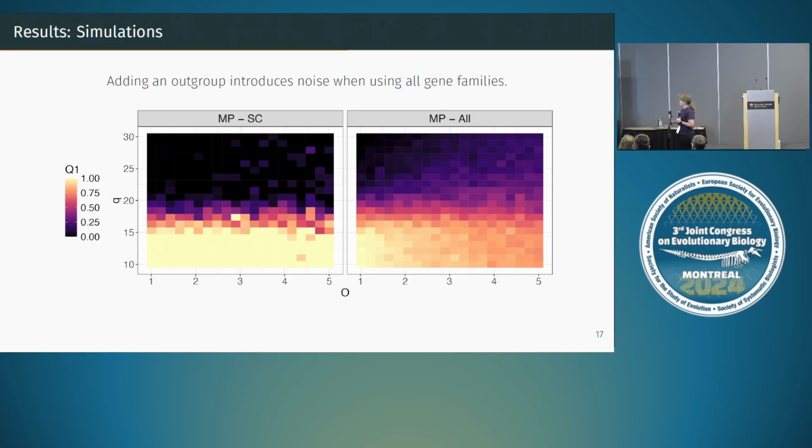Okay, so here on the left, I have the results from maximum parsimony on single copy genes again. And as Q gets longer, we do worse. There's no relationship here with the ratio of the outgroup height, which is what I'm showing on the x-axis. But when we use all of our gene families, we can see that the higher that ratio is, so the longer that internal branch is where we can have those duplication events, the more noise we're adding. So we are doing worse as the outgroup gets longer, and we have lower support for the species tree topology.